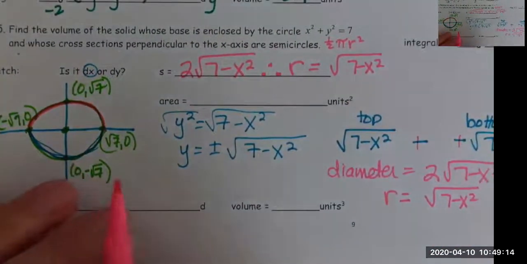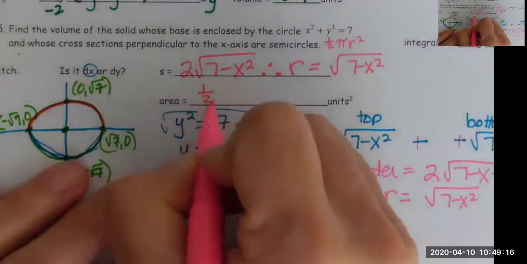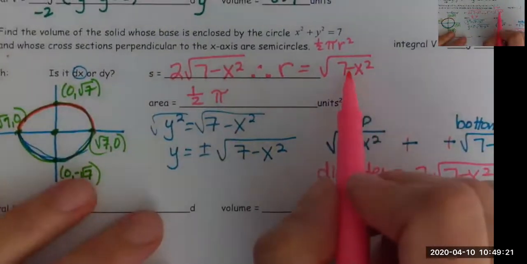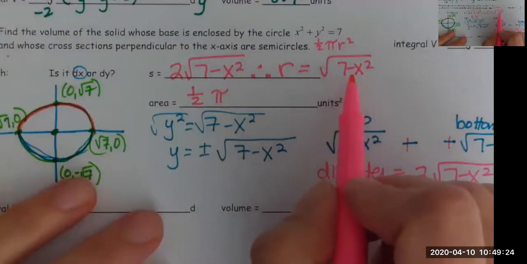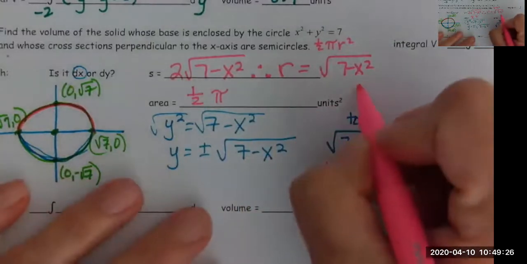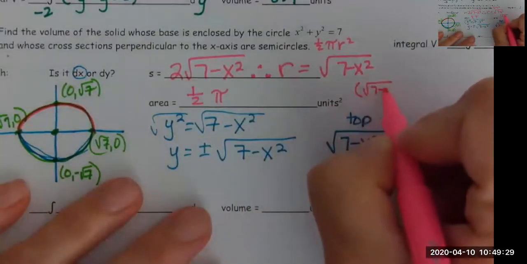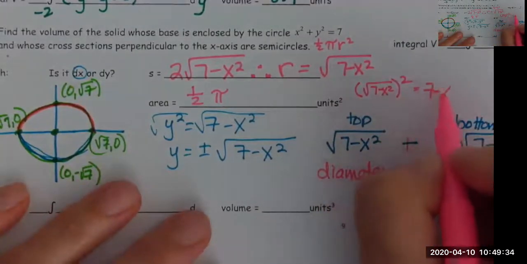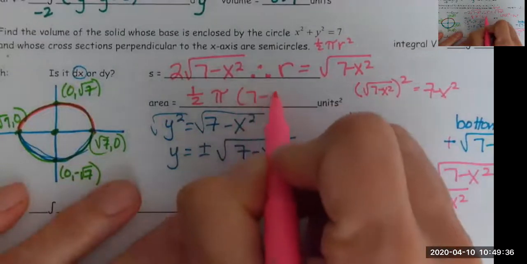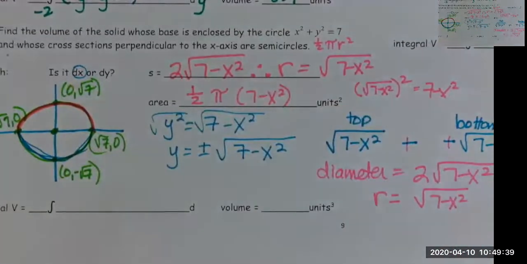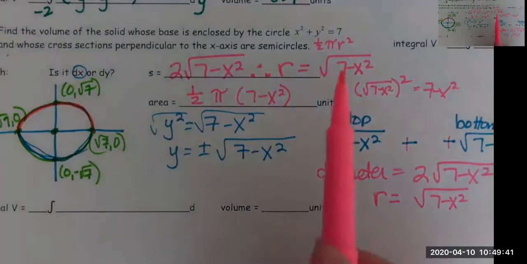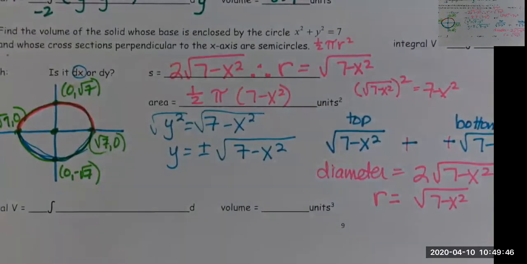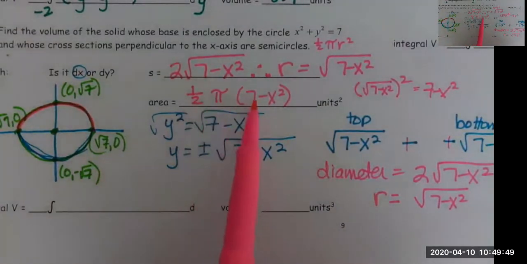Okay, so the area then of that semicircle is 1/2 pi r squared. Well, tell me what happens when you square the square root. The square root of 7 minus x squared is just going to be 7 minus x squared, right? So that's 7 minus x squared. If you need to, pause this and think about that for a second. We squared r, and when you square a square root, it takes the square off, right? So there's 1/2 pi r squared.